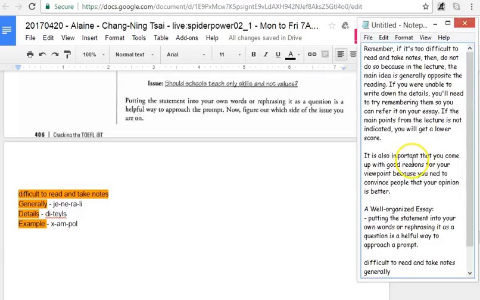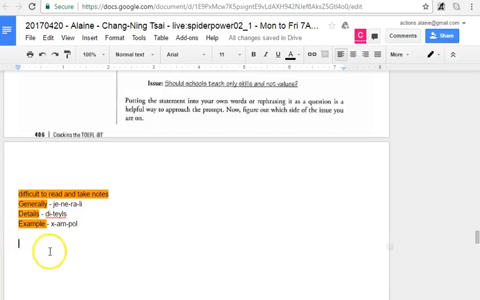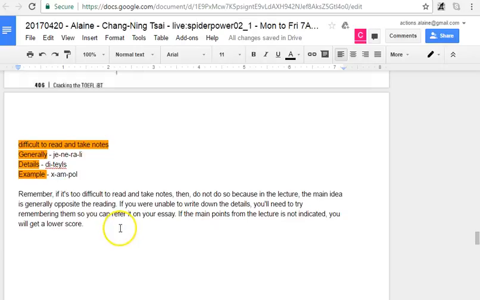So there. Again, with the paragraphs that you have read, you have to remember that if it's too difficult to read and take notes, then do not do so, because in the lecture, the main idea is generally opposite the reading. Sometimes the lecturers will not say everything, but you have to elaborate the idea. So if you were unable to write down the details, you will need to try remembering them, so that you can refer to them in your essay, or it will be much better if you write down the keywords. Just write down the keywords and I'm pretty sure that you can remember it.